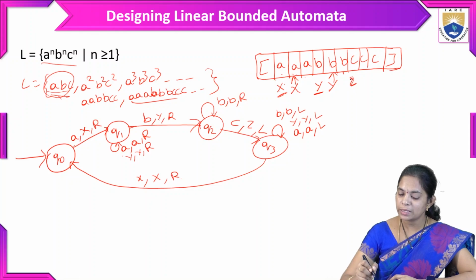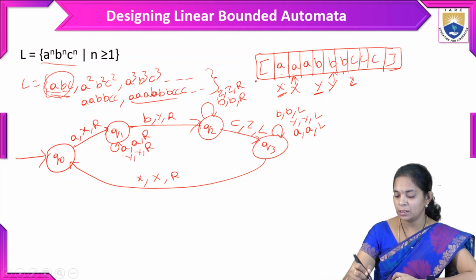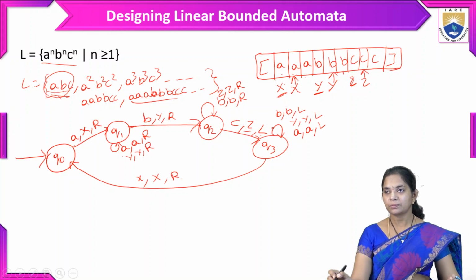So when we saw the Z, we need to go search for the C. So Z is going to be replaced with Z and move to the right direction. And here we saw the C value. So C is replaced with Z and we need to move to the left direction. So this step is repeated here.